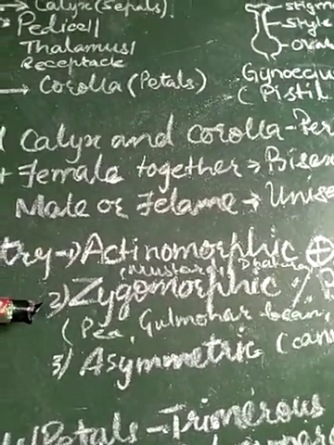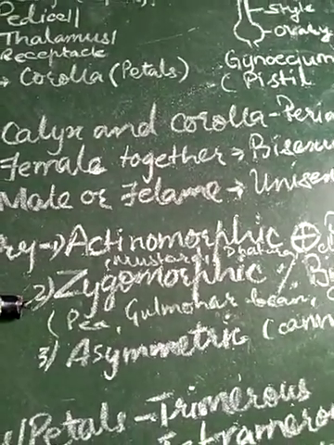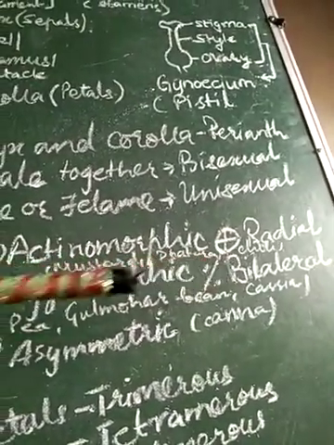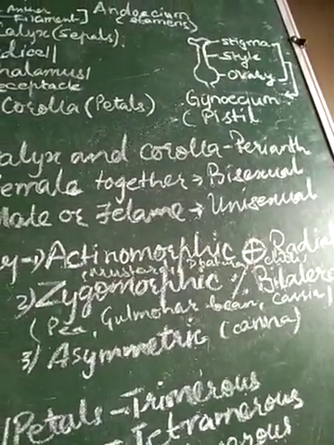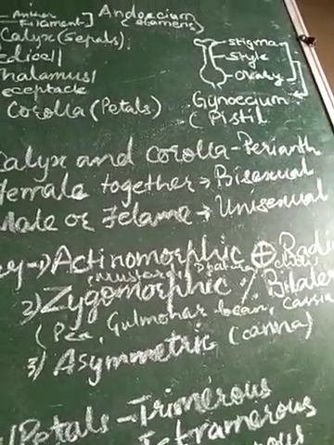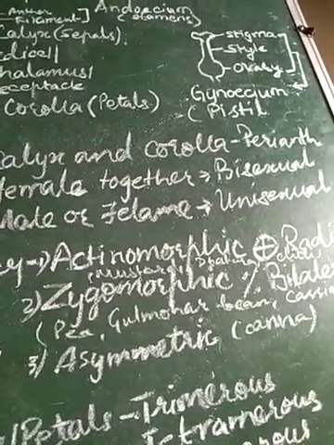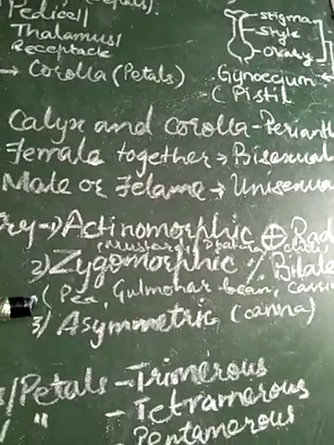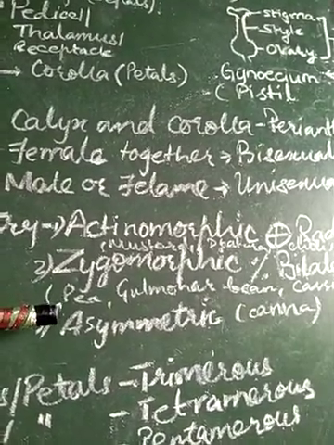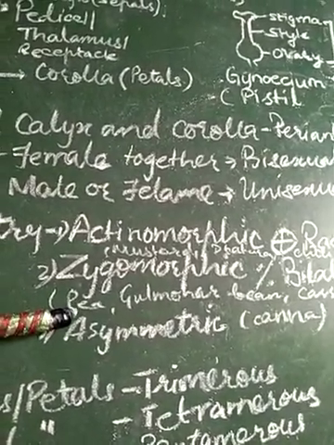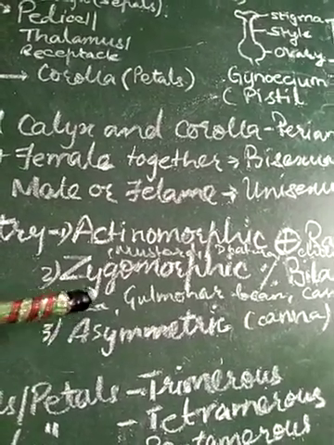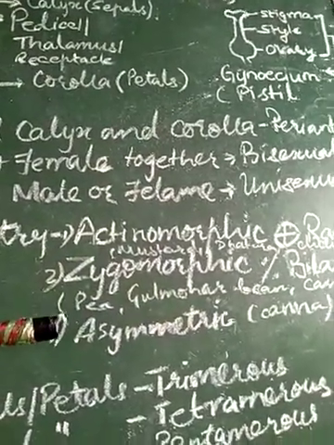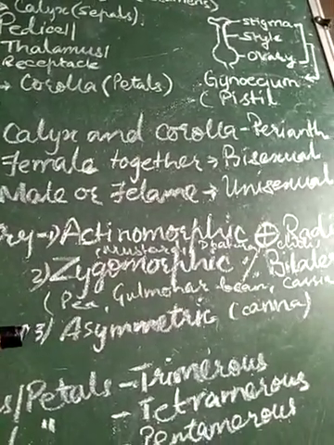Next is zygomorphic. Zygomorphic is bilaterally symmetrical. If we can divide the flower into two equal halves, right and left, by drawing a line in only a single plane, then such flowers are called zygomorphic flowers, and the plants are called zygomorphic plants. Such flowers are found in peas, gulmohar, beans, cassia. You can find these flowers and examine them.